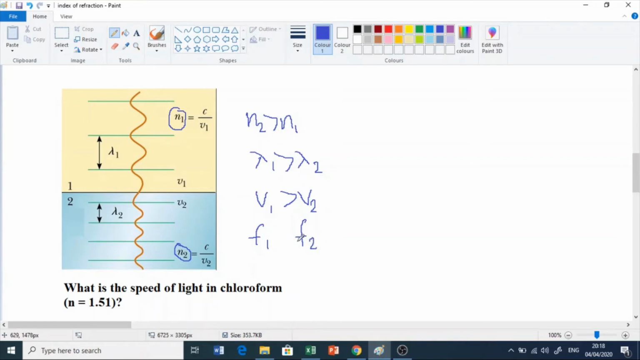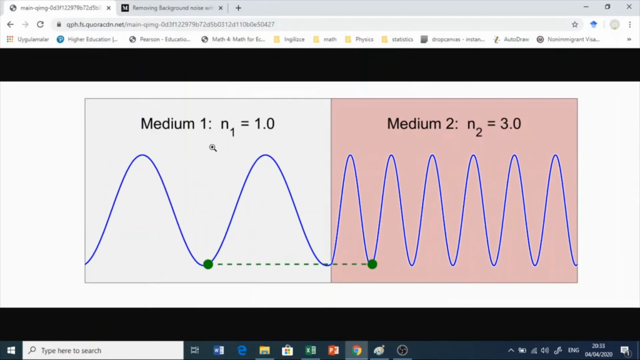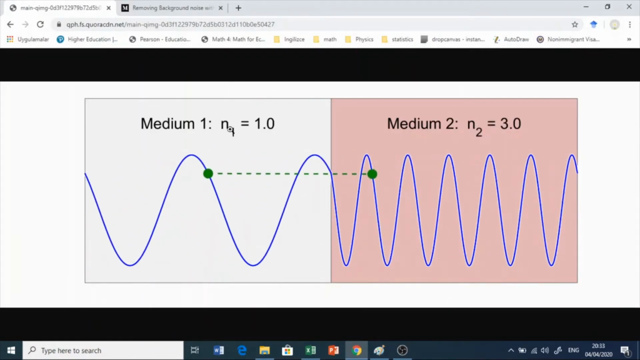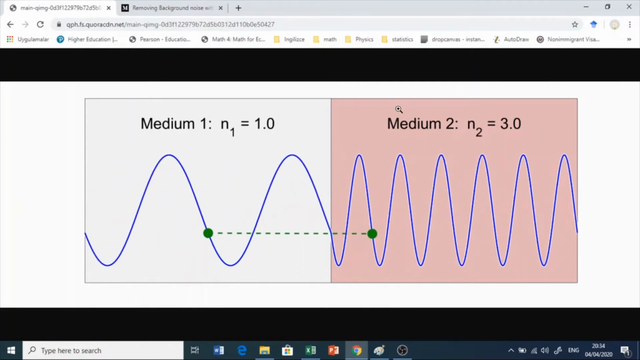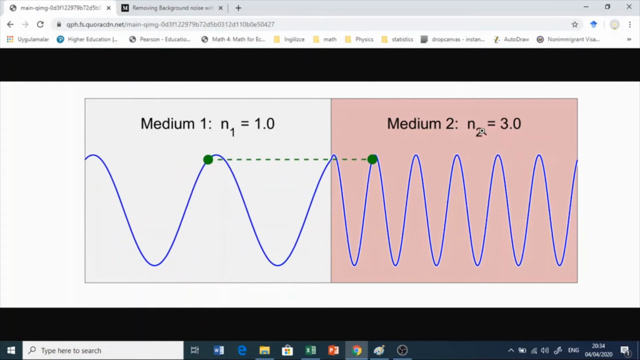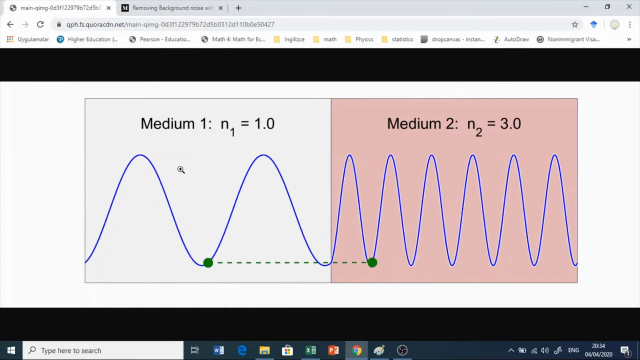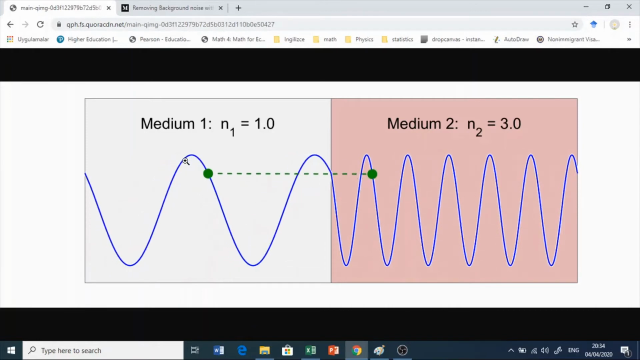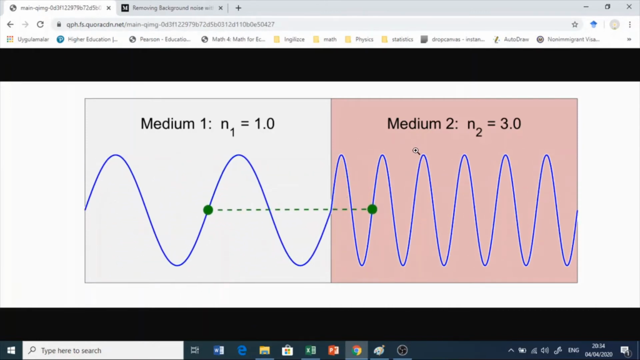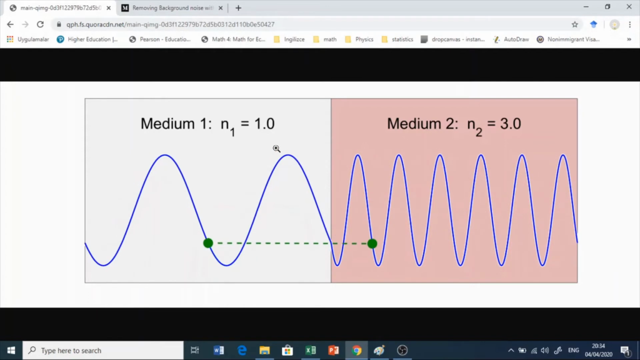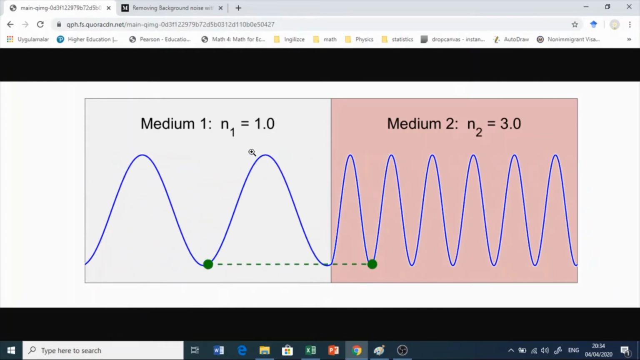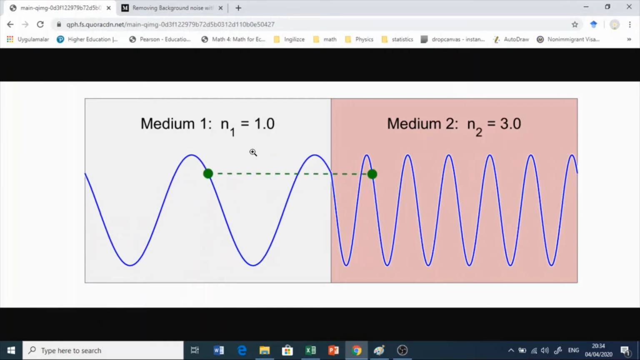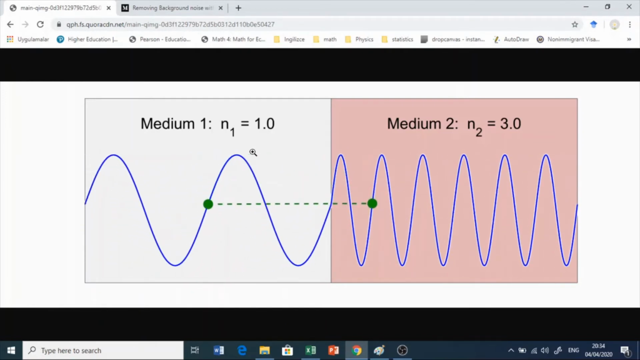To see the frequency change, let's go to an animation. As you see, there is a medium of index of refraction n1 equal to 1, and there is another medium of index of refraction n2 equal to 3. The wavelength of the light in the first medium is bigger than the wavelength in the second medium. To compare the frequency of the light in both mediums, please concentrate on the green dots in both mediums.